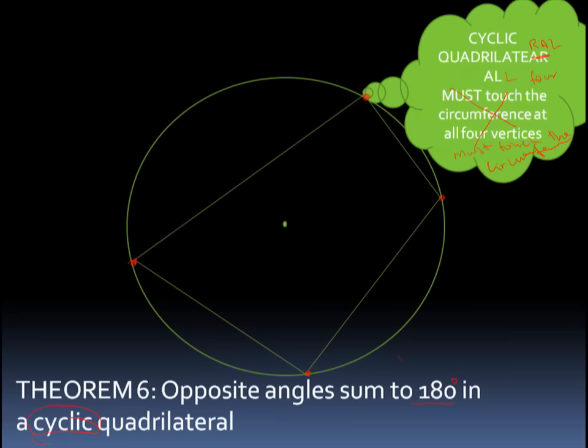Okay, so that vertex and that vertex touching the circumference, and if this angle here is 91 degrees, what is this angle up here? It says opposite angles. So opposite meaning the angles are not sharing any of the same lines or legs. This angle and this angle, they're sharing the same line here, or leg here. So they're not opposite, they're what we call adjacent or next to each other.